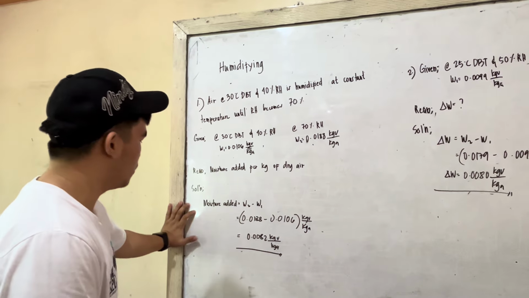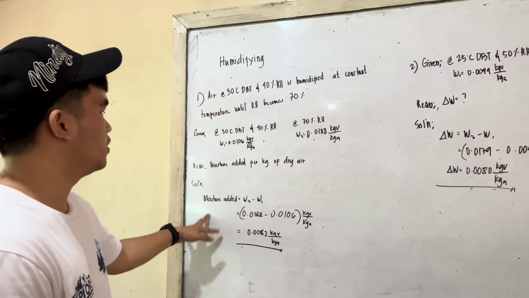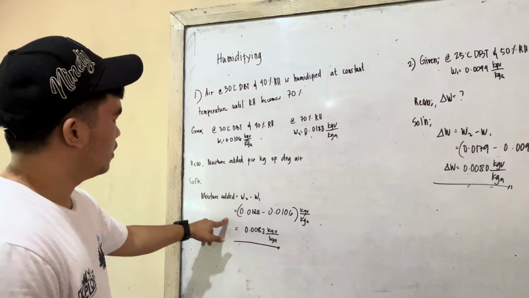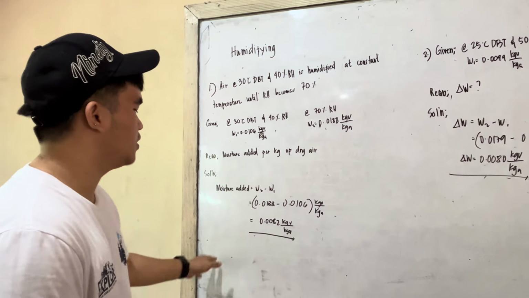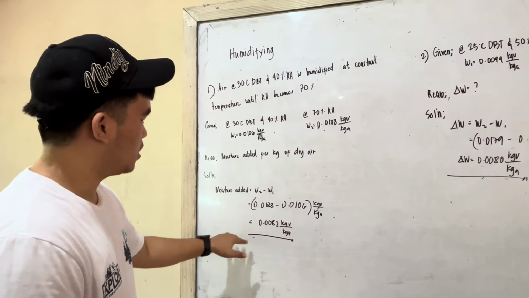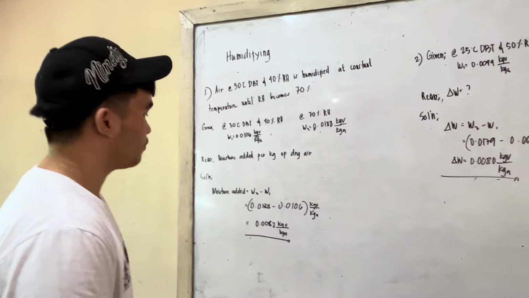So the solution is: moisture added equals W2 minus W1. So input the given formula, then we have 0.0188 minus 0.0106 kilogram per kilogram to get 0.0082 kilogram per kilogram.